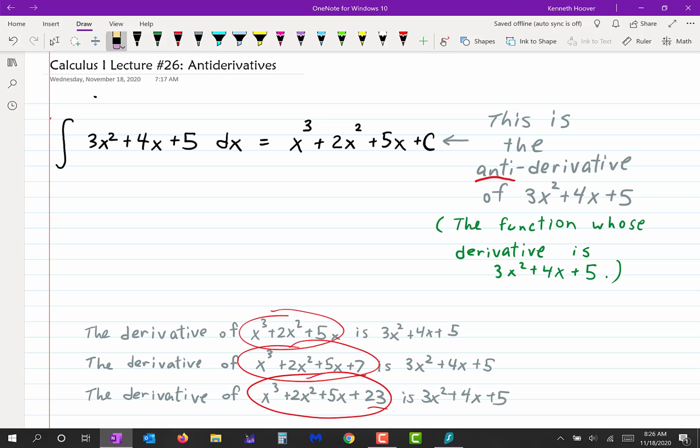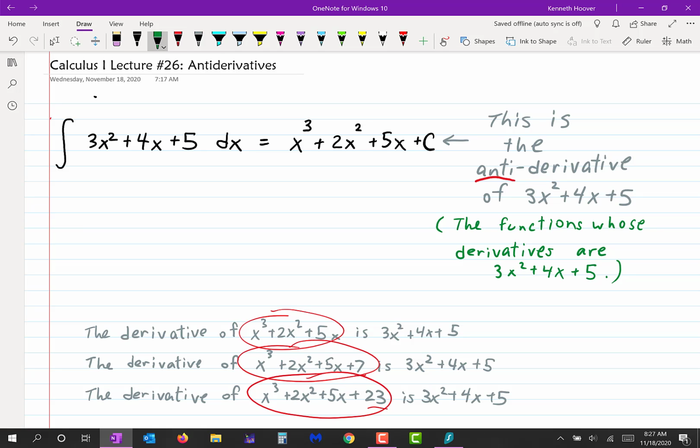the quantity there is wrong. It says the function. That's singular. It should really say the functions, plural. And then instead of saying whose derivative is 3x squared plus 4x plus 5, it should really say the functions, plural, whose derivatives are 3x squared plus 4x plus 5. You see, it's plural. Okay?